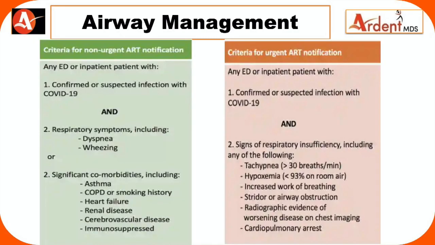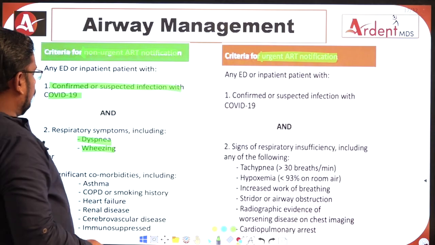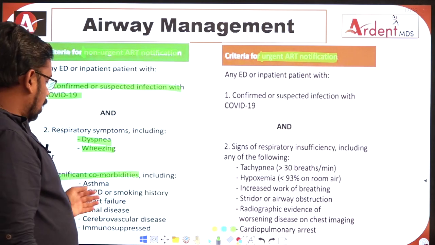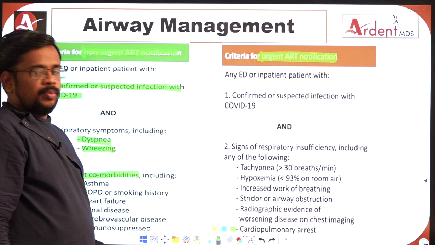So coming to the airway management, every hospital should have an ART, that is airway response team. They have two notifications: one is the non-urgent ART notification, and the other is the urgent ART notification. The criteria for non-urgent airway response team notification is number 1, a patient who is confirmed or suspected of infection with COVID-19 and dyspnea or wheezing. Or if the patient has comorbidities like asthma, chronic obstructive pulmonary disease, heart failure, renal disease, stroke or immunosuppression.